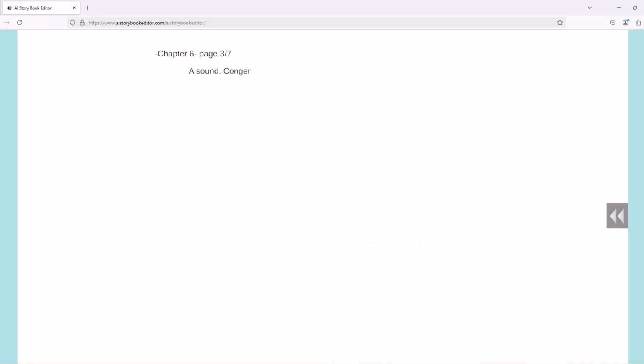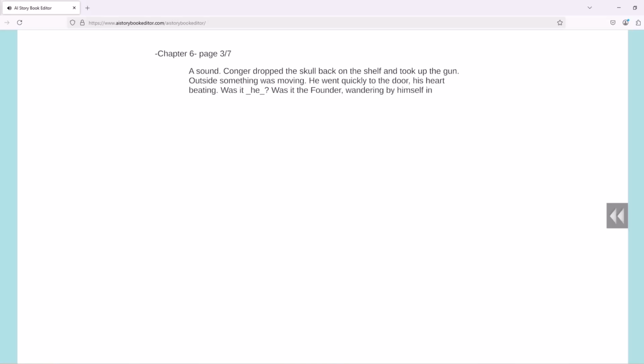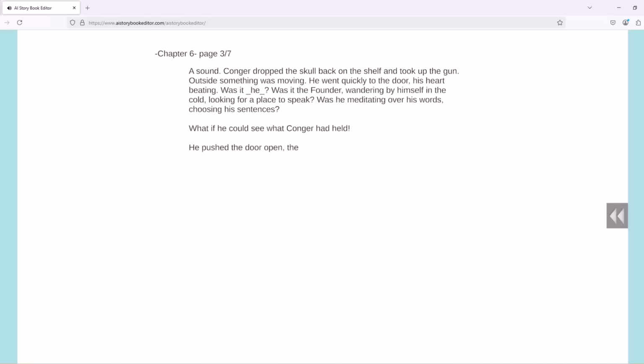A sound. Conger dropped the skull back on the shelf and took up the gun. Outside, something was moving. He went quickly to the door, his heart beating. Was it Hay? Was it the founder, wandering by himself, in the cold, looking for a place to speak? Was he meditating over his words, choosing his sentences? What if he could see what Conger had held? He pushed the door open, the gun raised. "Laura!" He stared at her. She was dressed in a wool jacket and boots, her hands in her pockets.